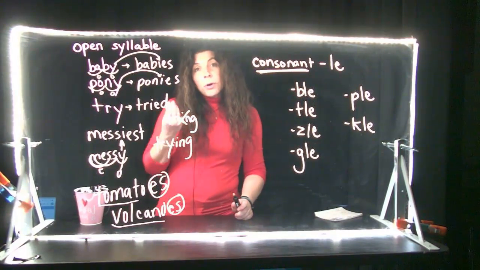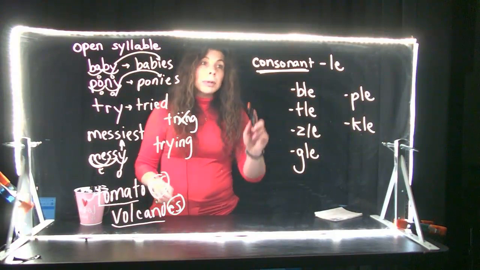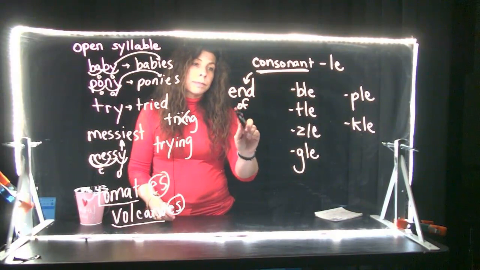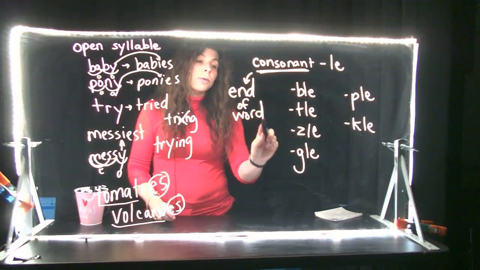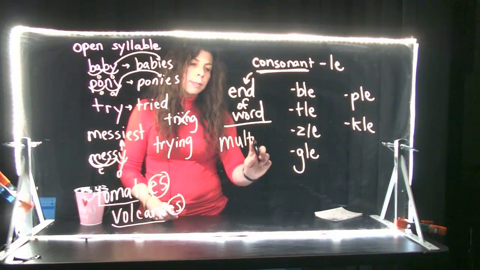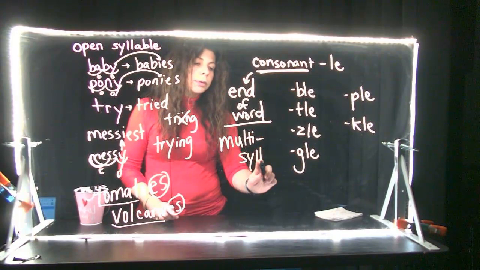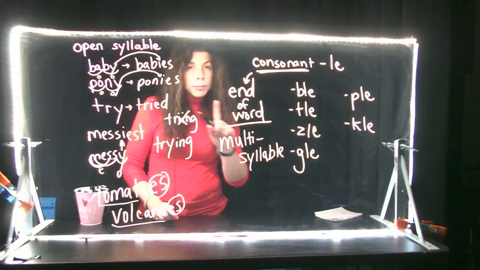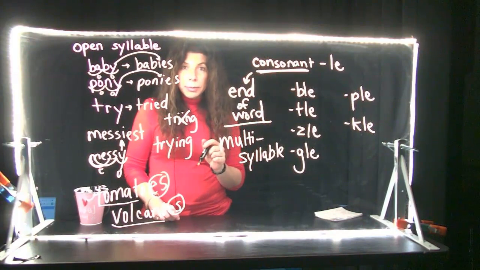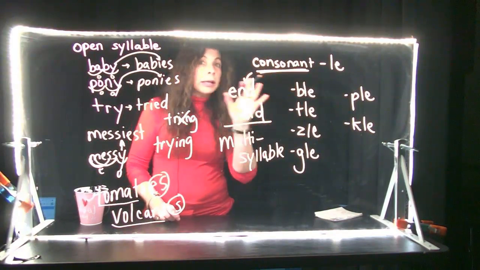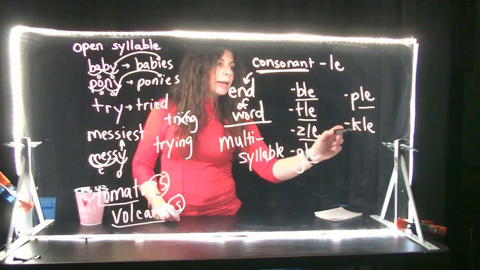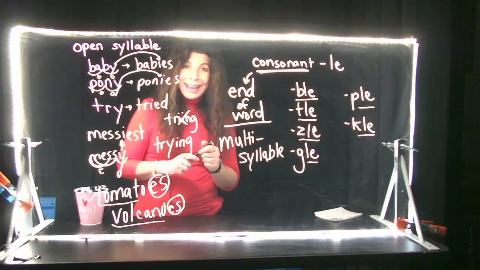The thing that you have to know about a consonant LE, it only comes at the end of a word, and not only any word, at the end of a multisyllabic word. So you will not have a one syllable word with a consonant LE. You will have at least two syllables. I'm going to clean this board, and then I want to see if you can think of any word that would end with a consonant LE.